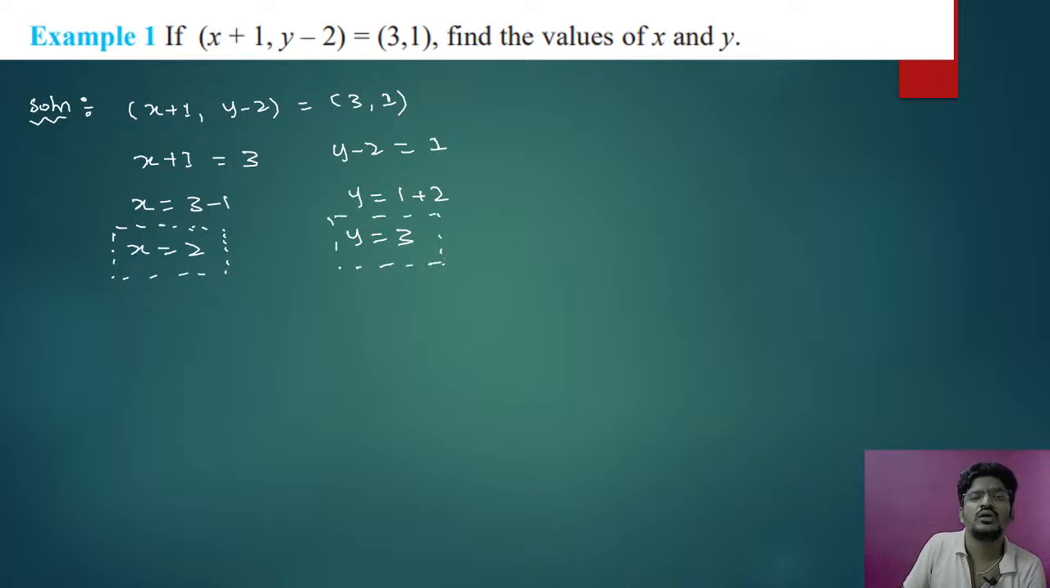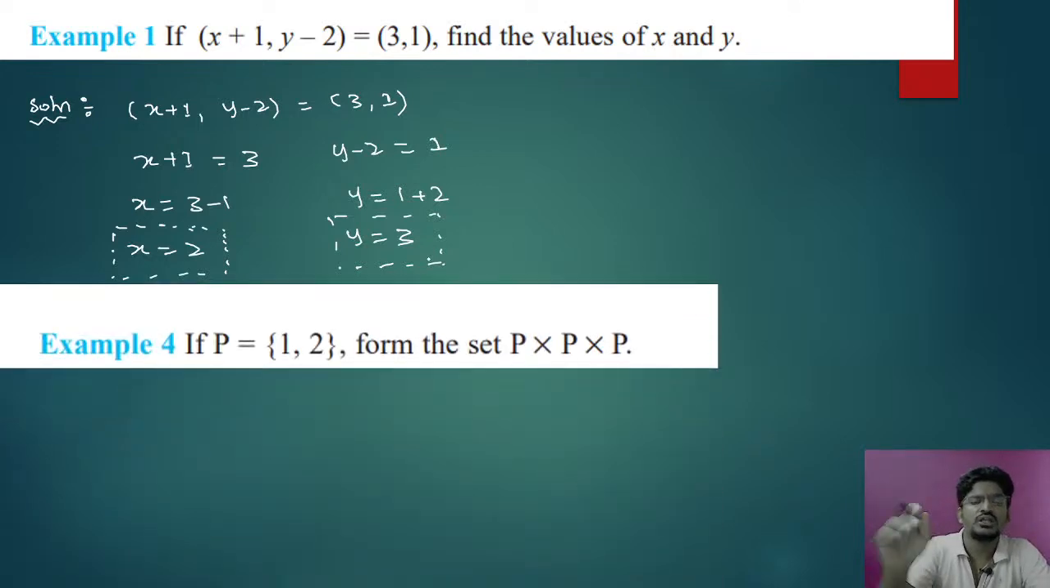X equal to 2 and y equal to 3 will be the answers. Clear? So very simple problem. Every small kid who knows addition and subtraction can understand this. Okay. No problem. Let us go for the second one.